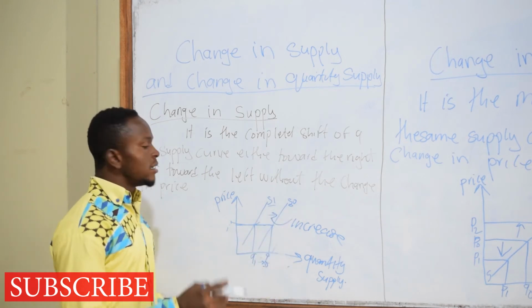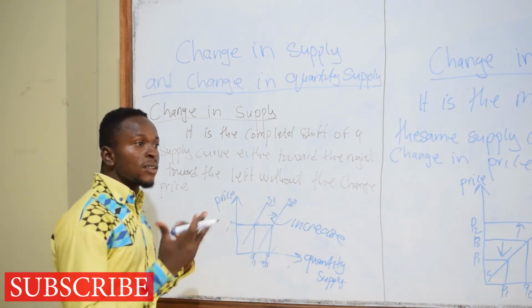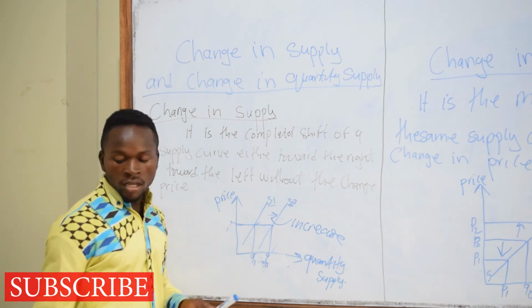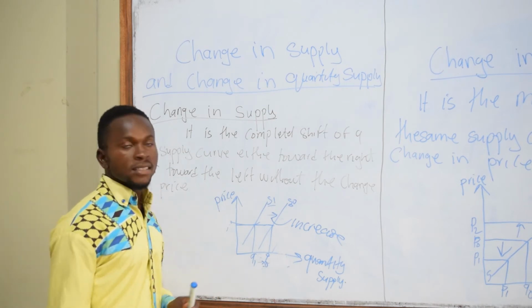That one is the movement without a change in price. Other factors that affect supply can cause a change in supply, but the price is held constant.